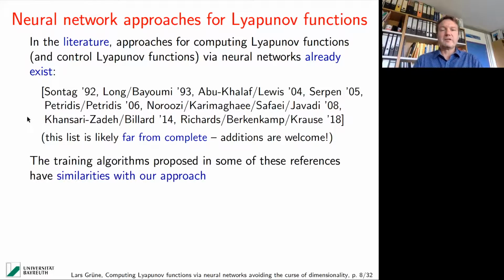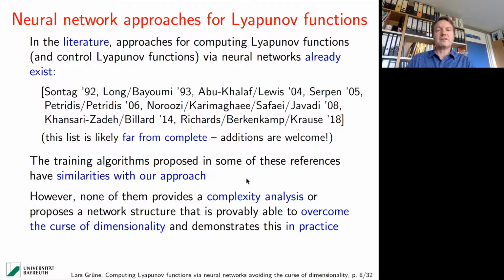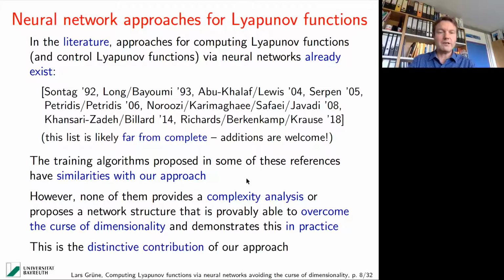What is the main difference is not on the computational side. Most of these papers contain training algorithms, and they are quite similar to our approach that I will present at the end of this talk. But the difference is that none of them provides a complexity analysis or proposes network structure, or analyzes Lyapunov function structure that overcome the curse of dimensionality. And in my opinion, this is the main, distinctive contribution of the rest of this talk.